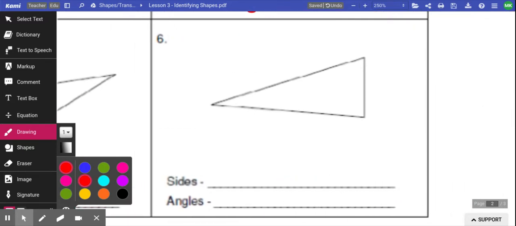This one over here, if we want to look at it, it looks to me like all three sides are different. Since all three sides are different lengths, that thing is a scalene triangle. When it comes to angles, I would say that this angle is less than 90. This angle is less than 90. And this angle is also less than 90. That means all three are less than 90 degrees. So that means this is acute.